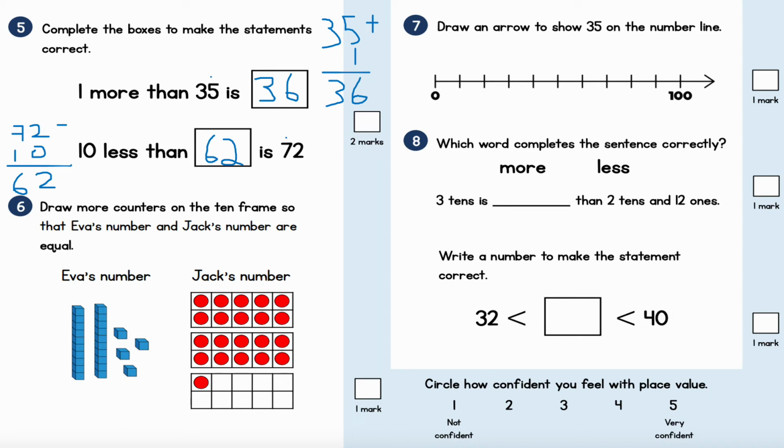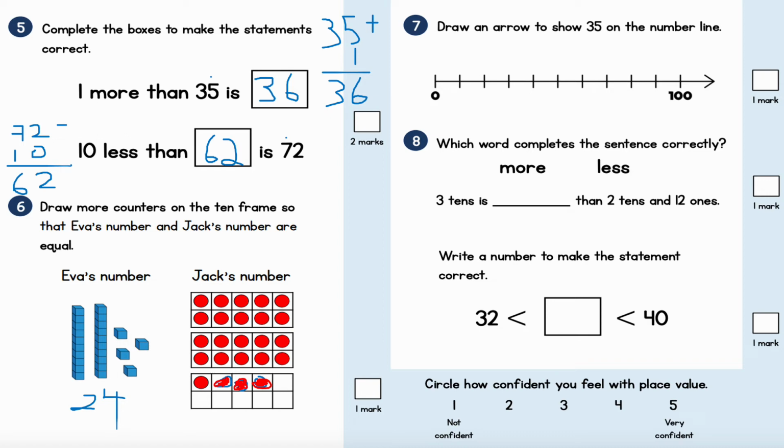Okay, this is question number 6. Draw more counters on the tens frame so Eva's number and Jack's number are the same. Okay, so Eva's got 10, 20, 24. Eva's got 10 here, 20, 21, 22, 23, 24. And I can just colour them in if I wanted to. I wouldn't worry a lot about my colouring in here, because obviously it's focusing on the maths rather than the drawing and the arty skills, but yeah, something like that. Okay, four red counters.